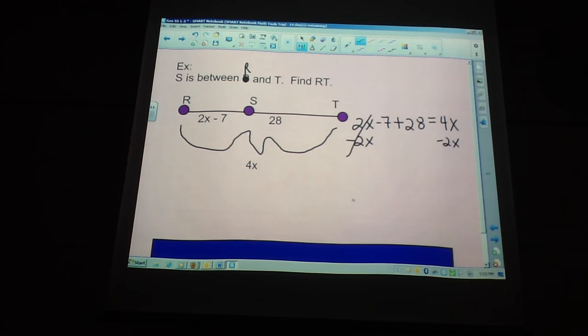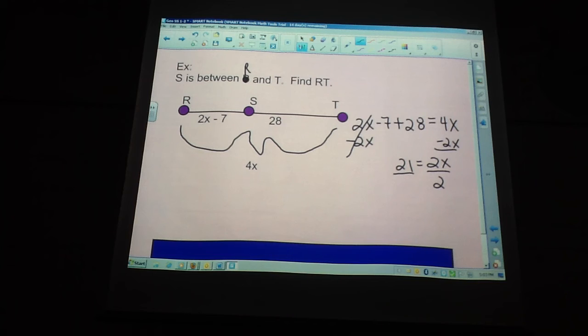And that will cancel out. This, when I combine the negative 7 plus the 28, will give me 21. And then if I have 4 x's and I take away 2, that's going to give me 2x. So to finish solving, if I'm multiplying by 2, I have to divide by 2 to undo it. So those will cross out, leaving just x. And 21 halves is 10.5.